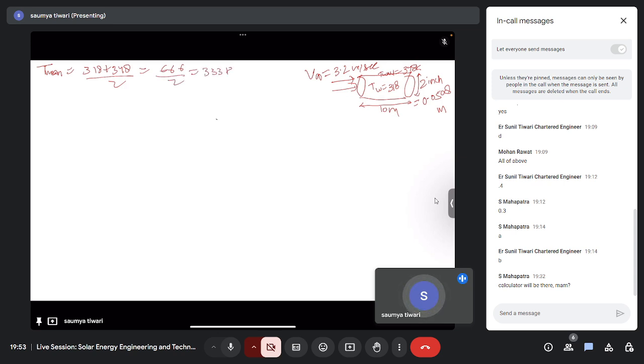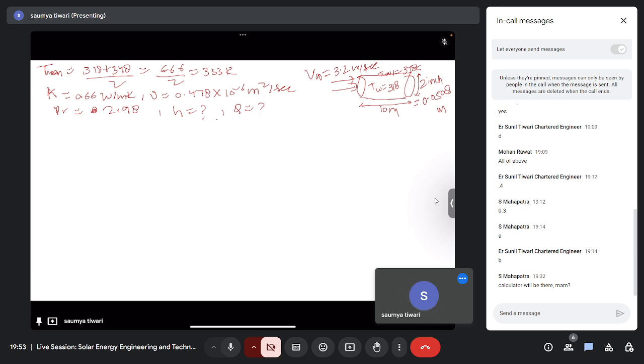At this temperature, your values are given. The k value is 0.66 watt per meter Kelvin, the kinematic viscosity is 0.478 into 10 to the power minus 6 meter square per second, and the Prandtl number is 2.98. Now we have been asked what the heat transfer coefficient is and what the rate of heat transfer is. These two values.